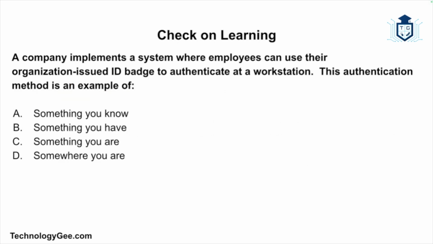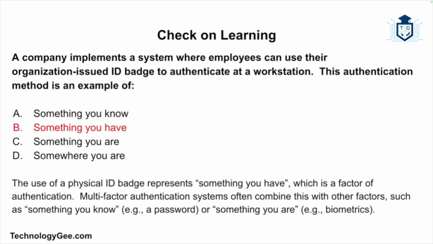Next question. A company implements a system where employees can use their organization-issued ID badge to authenticate at a workstation. This authentication method is an example of what? Is it something you know, something you have, something you are, or somewhere you are? And of course, this is something you have. So the use of a physical ID badge represents something you have, which is a factor of authentication. Multi-factor authentication systems often combine this with other factors, such as something you know, like a password, or something you are, such as your biometrics, like your fingerprint.